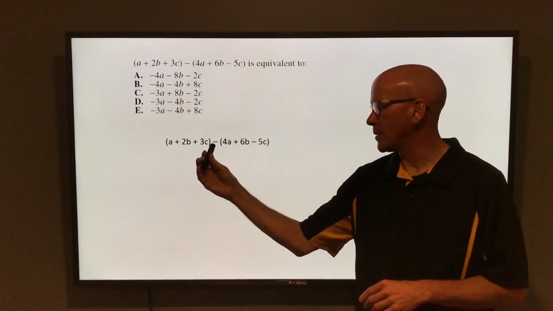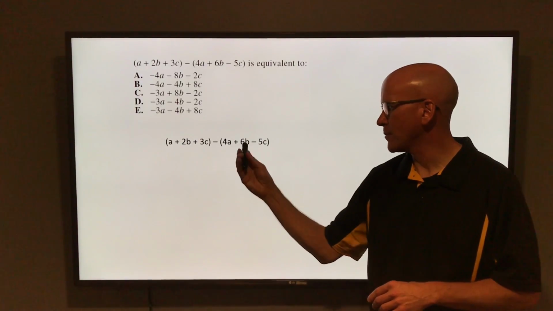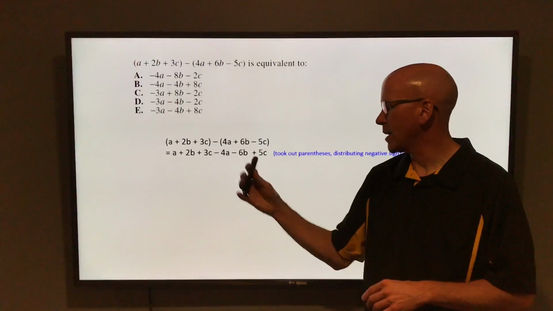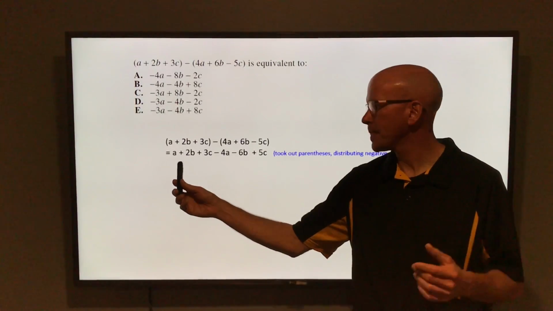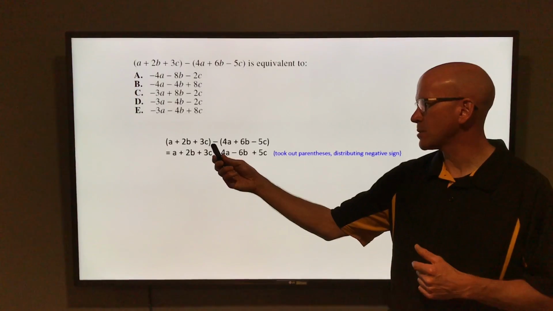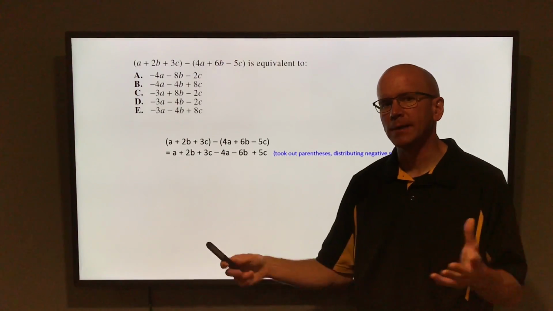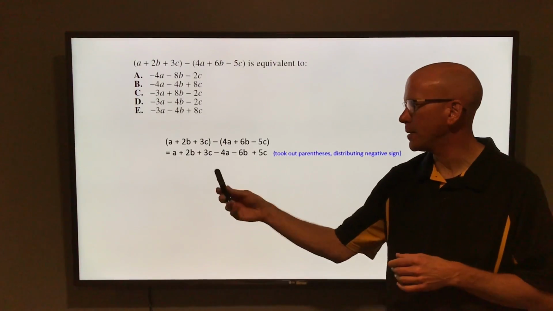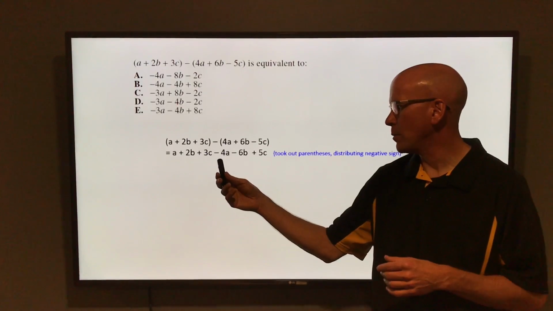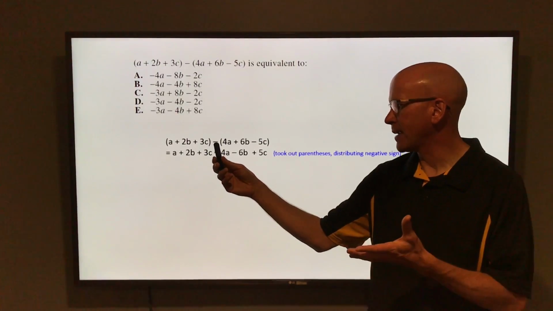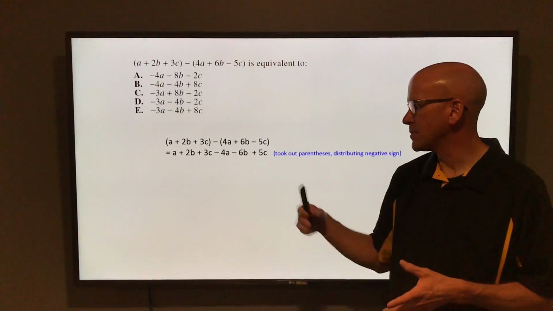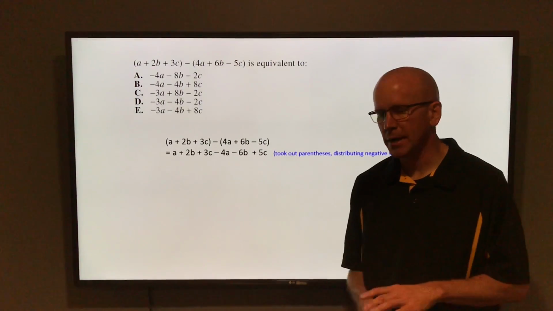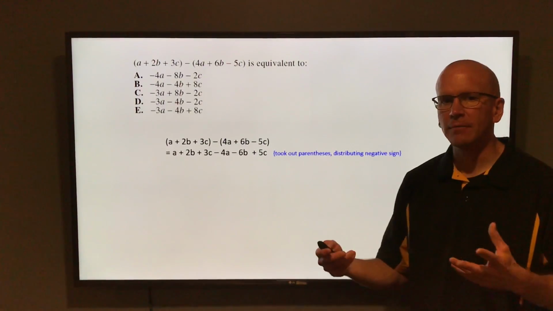So when you do that, you're taking the negative of 4a, the negative of 6b, and the negative of negative 5c. So the first set of parentheses, when you remove those, nothing changes. But the second set of parentheses, when you distribute that negative sign through, it's just like multiplying the entire second set of parentheses by negative 1. So the negative of 4a would be negative 4a. You can think of negative 1 times 6b, it's negative 6b. And negative 1 times negative 5c is 5c. If you want to think of multiplying by negative 1, it's the same thing as taking the negative of it.